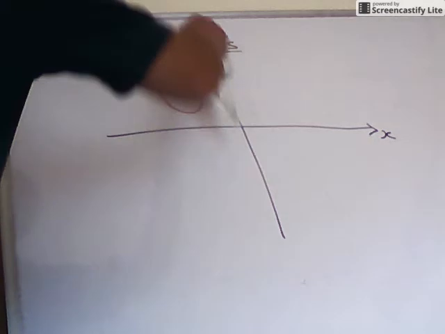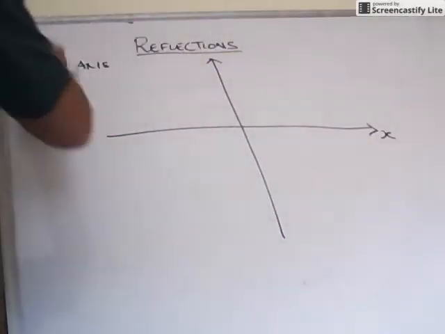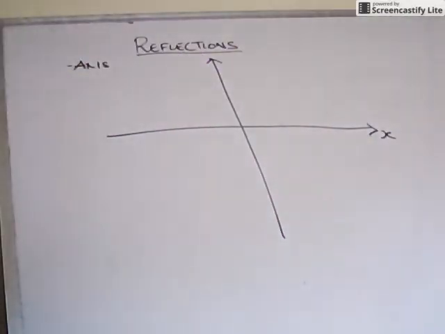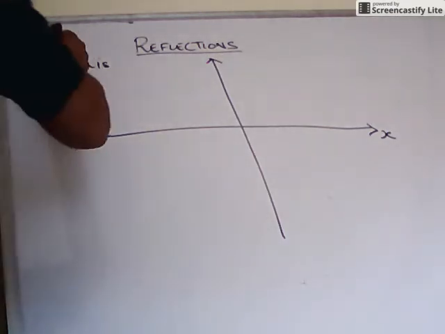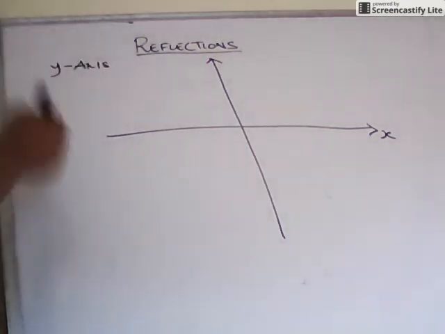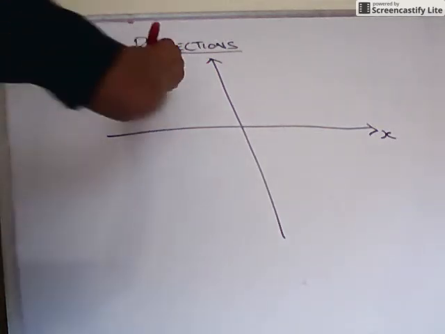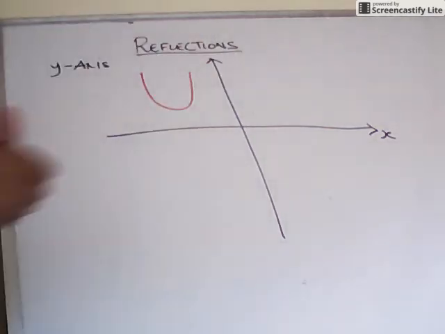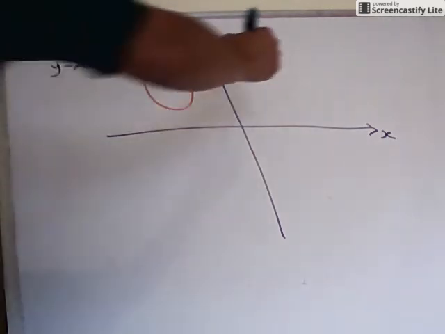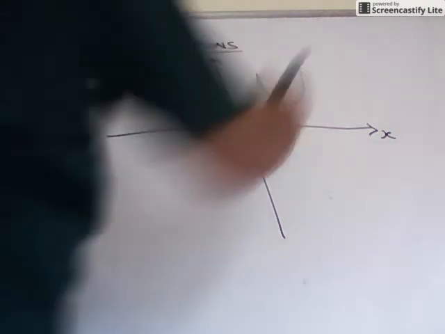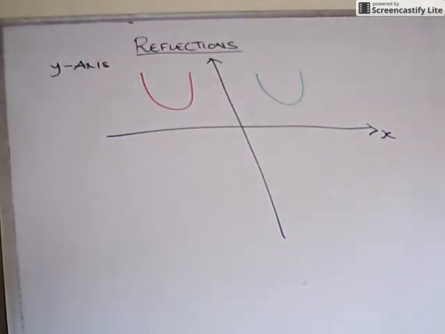The next one I want to show you would be a reflection across my y-axis. If you remember, my y-axis is my vertical axis. So I'm again going to use red to be my function. Remember, now I'm going to reflect it across my y-axis, my vertical axis. In green, that is what my reflection would look like.